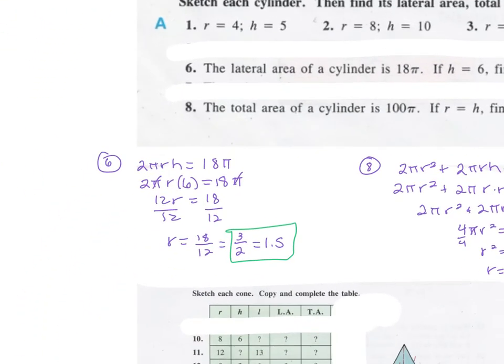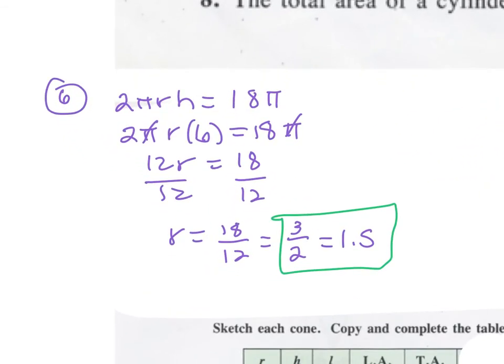Now 6, this time they're giving us the lateral area, and they want us to find the radius. So I'm going to take my formula. Remember, lateral area equals 2 pi r height. They just flipped it around, plugged in the 18 pi, which was the lateral area, and then solved for the r. So moved everything away from it. So either 3 over 2 or 1.5. And again, you're using your calculator.